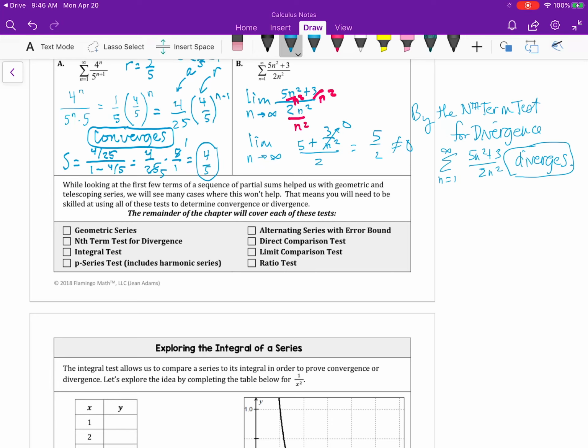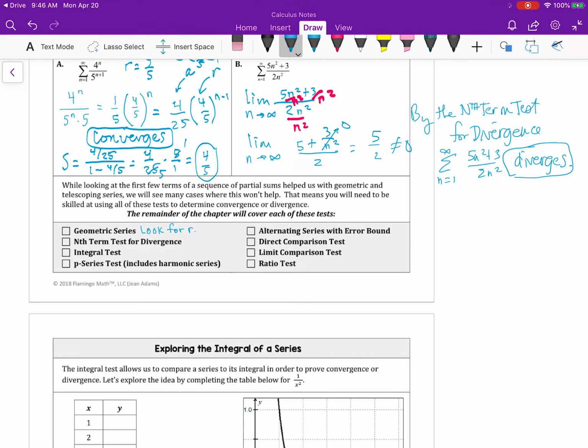While looking at the first few terms of a sequence of partial sums helped us with geometric and telescoping series, we will see many cases where this won't help. That means you will need to be skilled at using all of these tests to determine convergence or divergence. The remainder of the chapter will cover each of these tests.